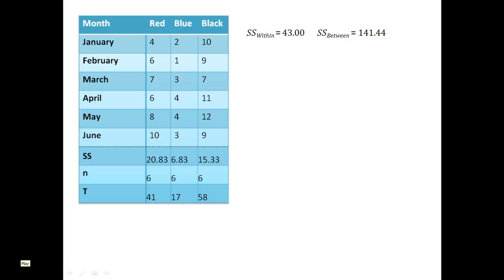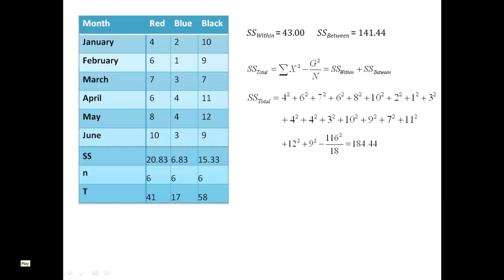So we know our sum of squares within and our sum of squares between. Our sum of squares total is the sum of all of the scores squared minus our total for all of the scores over the total number of scores. So what that looks like is all this. Again, it's a lot of numbers, but numbers don't bite, so it's okay. You can see that we're just squaring each value that we have in the data set, and we're subtracting out the grand total over the total number of scores. And that gives us a value of 184.44.